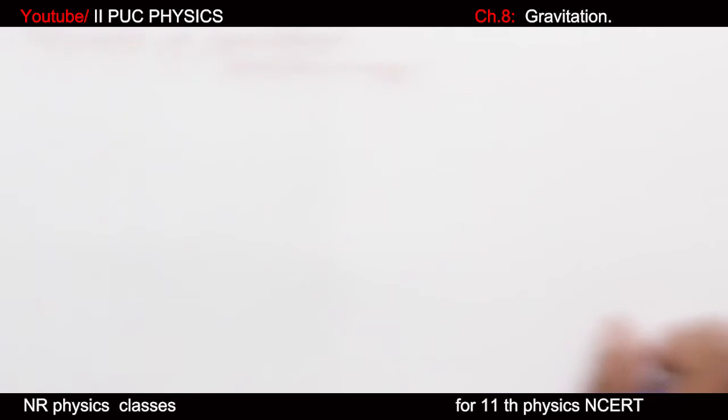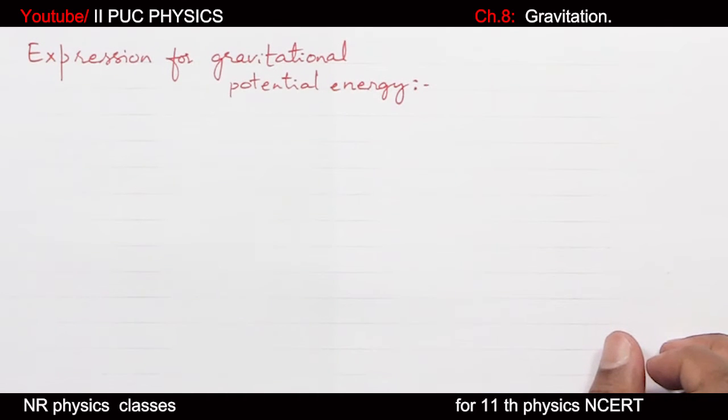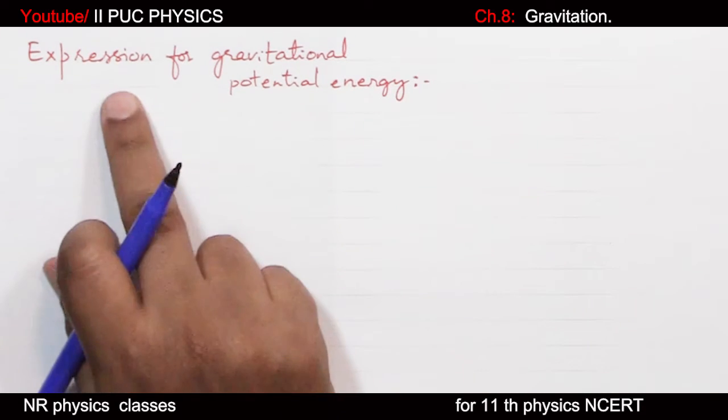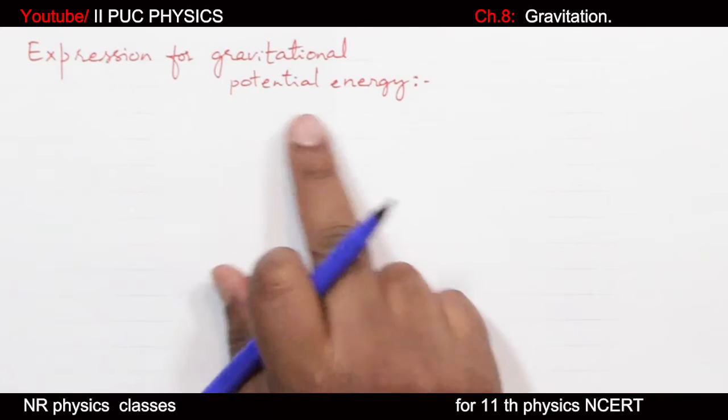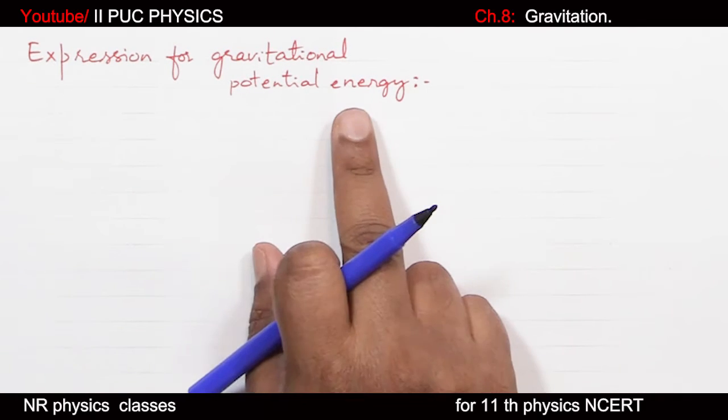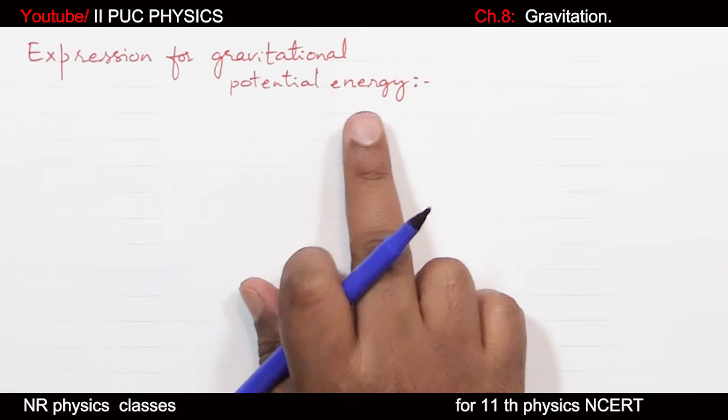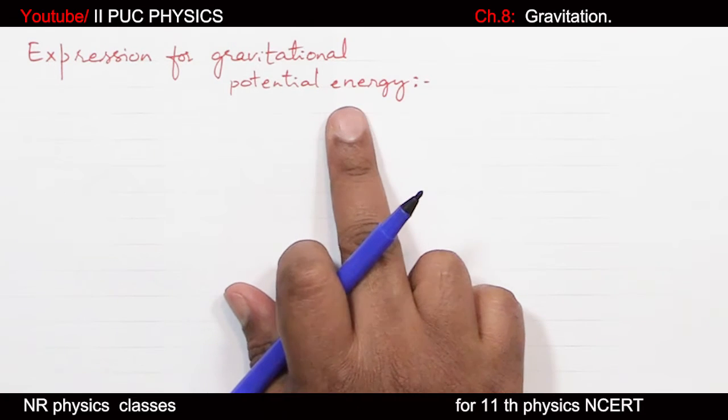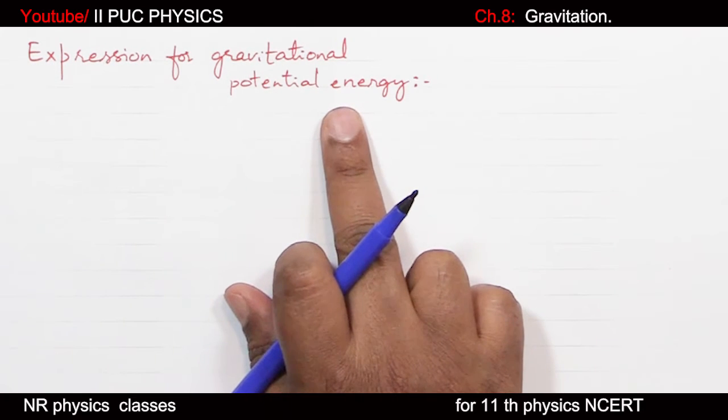Hello students, let us continue with the chapter Gravitation. Expression for gravitational potential energy. This is a derivation for 3 marks or for 5 marks. Important derivation.